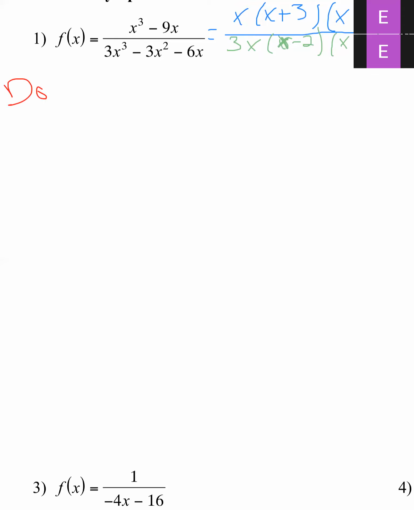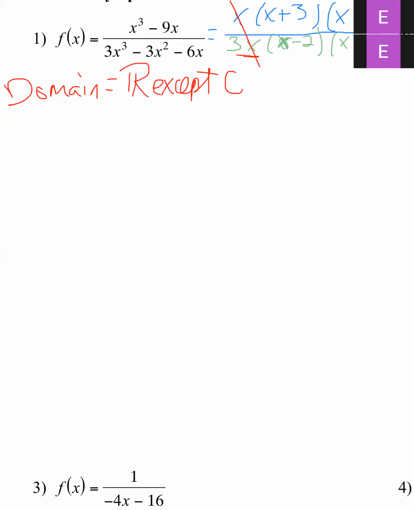Domain, all reals except whatever is going to turn that denominator into a 0. So in this case, if x were 0, my denominator would be 0. The reason why I said you don't want to cancel it out yet is because if you cancel that out, you might think that 0 is perfectly fine. But it always goes back to the original. Look at my original. If you plug a 0 in, doesn't that make that denominator 0? It absolutely does. Okay, so we always need to consider the original.